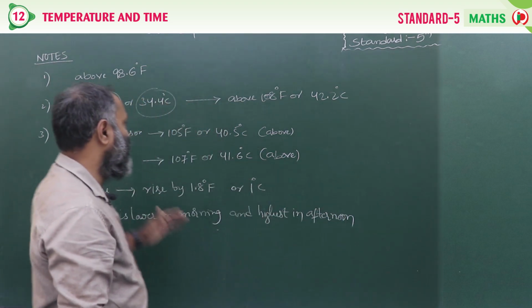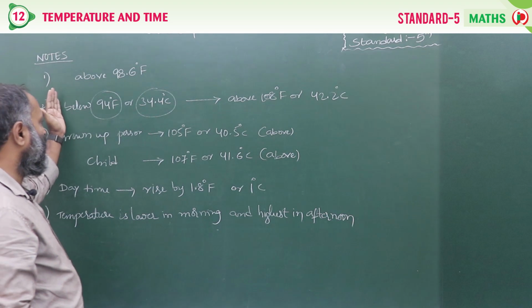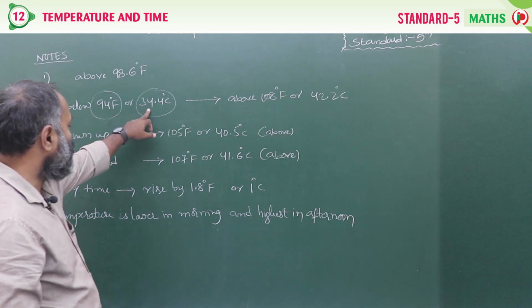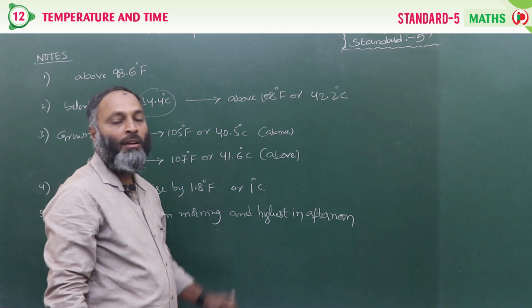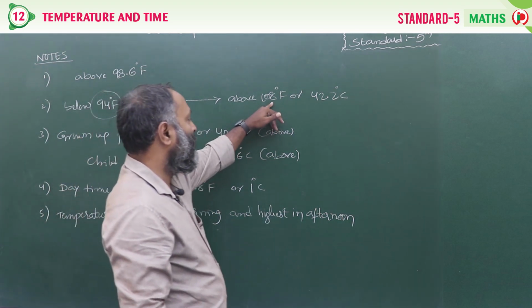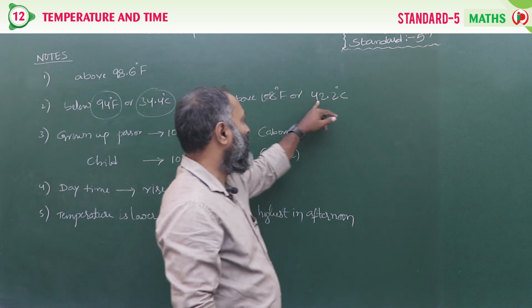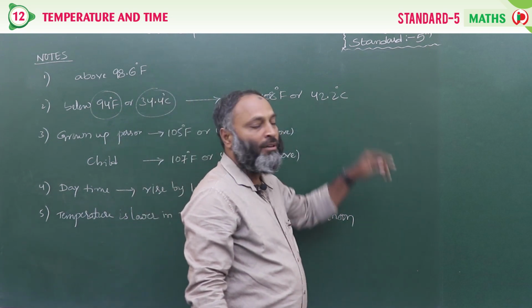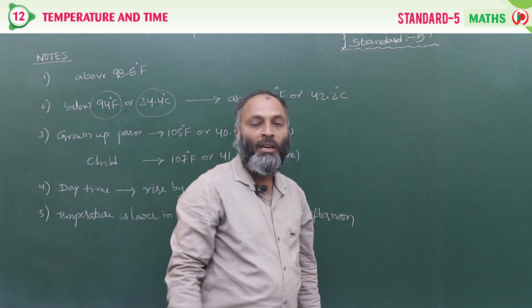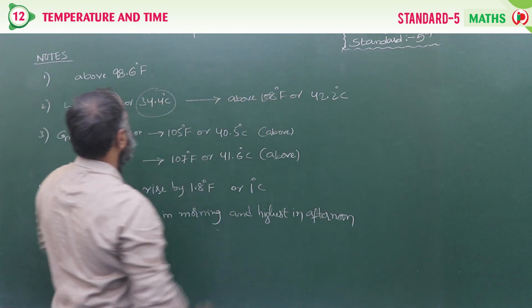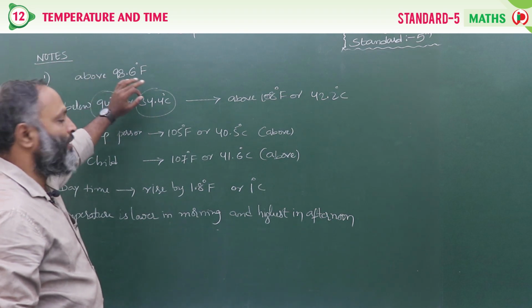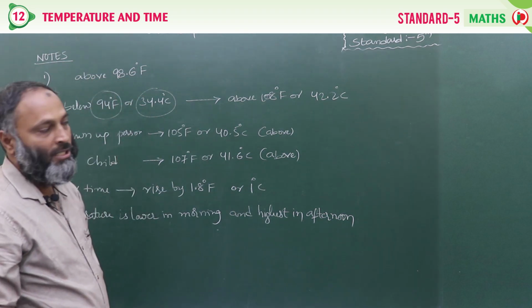Okay. So the temperature should not be below 94 degrees Fahrenheit, or 34.4 degrees Celsius, and not above 108 degrees Fahrenheit, or 42.2 degrees Celsius. The temperature should be between these; 98.6 degrees Fahrenheit is the healthiest temperature.